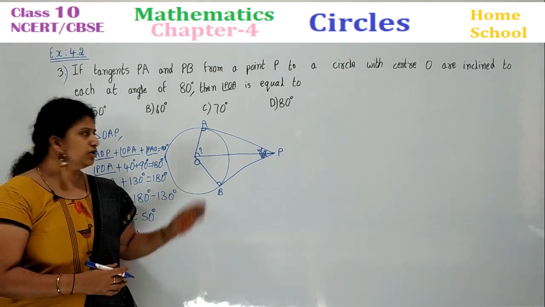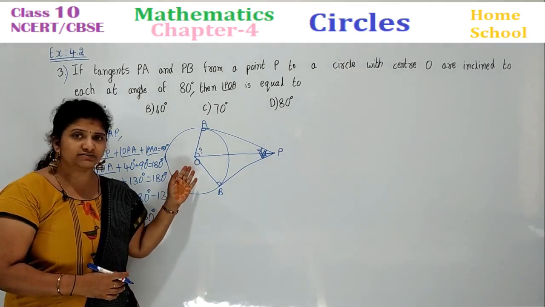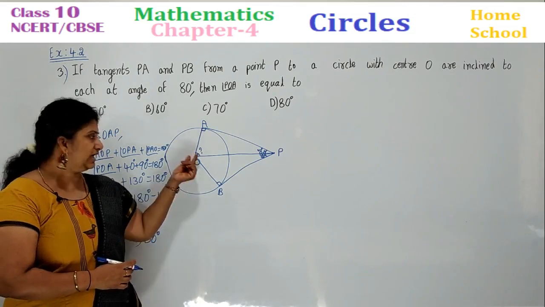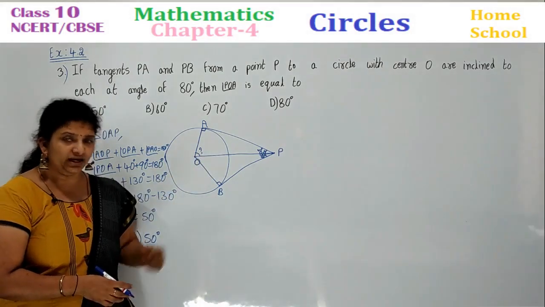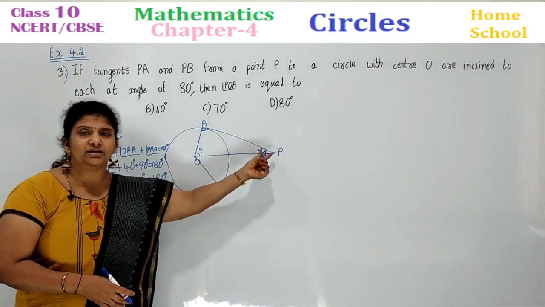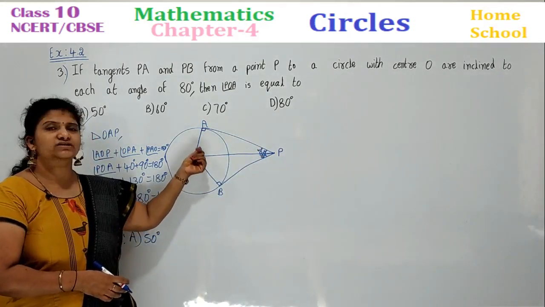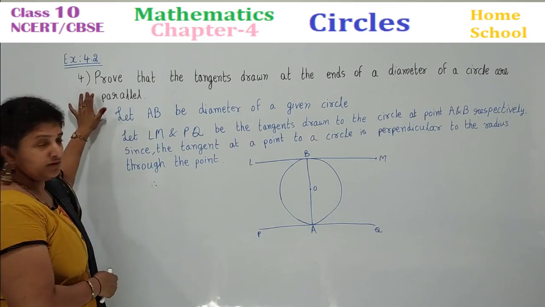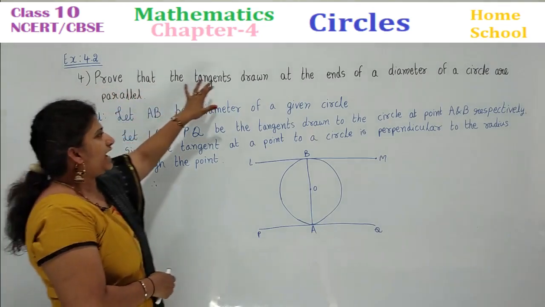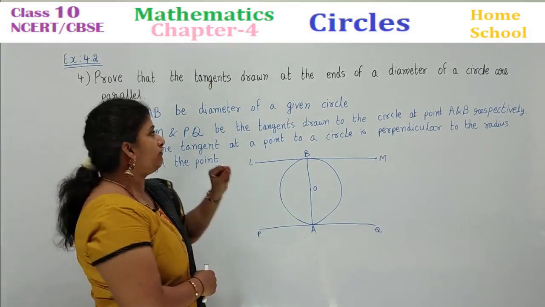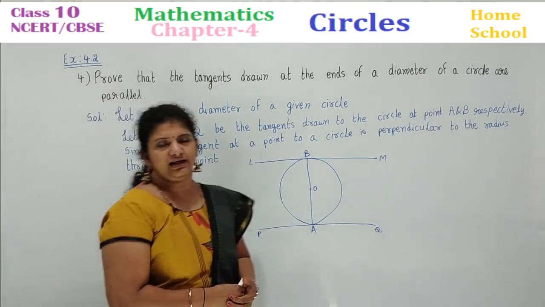That's it. Or you can go with another method. What I have said, children, opposite angles of a quadrilateral sum to 180. Angle O plus angle P is equal to 180. Angle O is equal to 180 minus 80. Angle O is equal to 100. Then half of this will be 50. Fourth problem. Prove that the tangents drawn at the ends of a diameter of a circle are parallel.